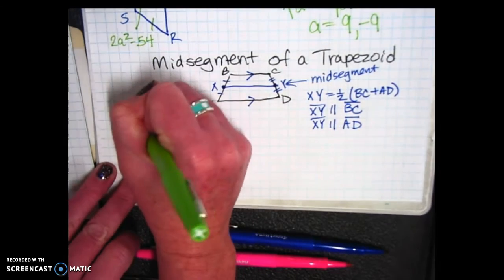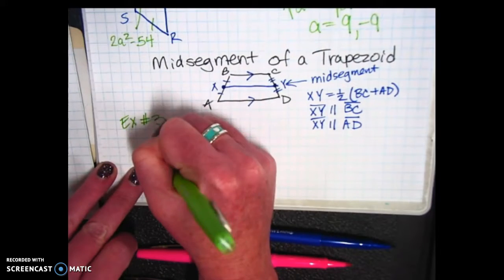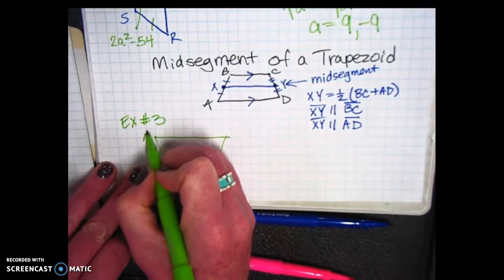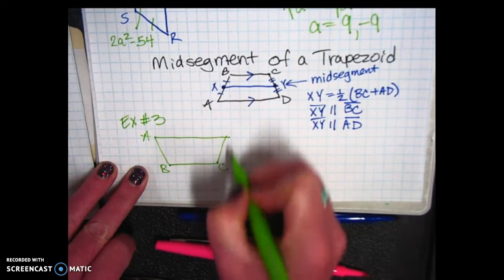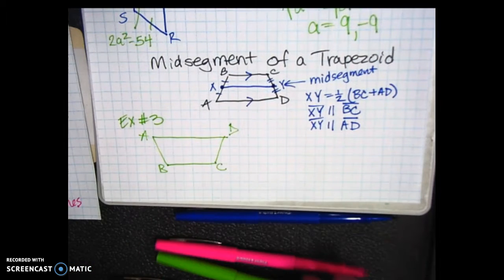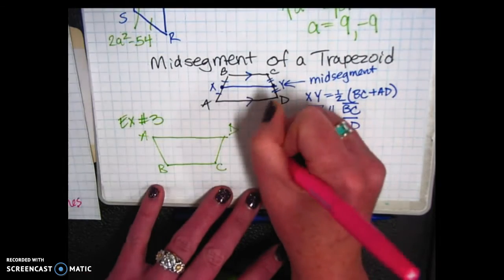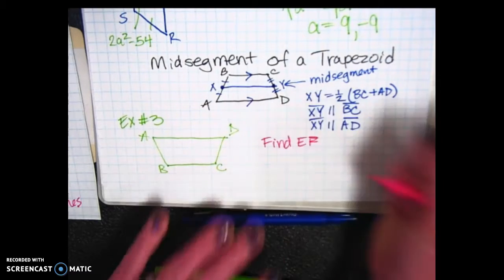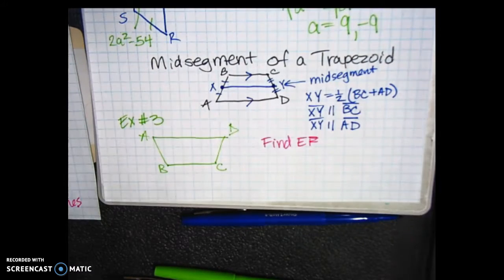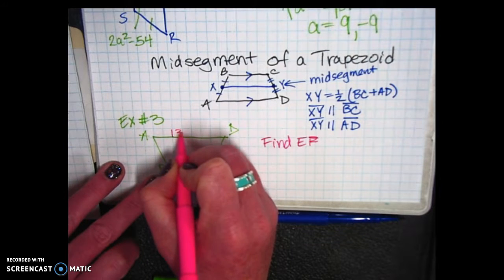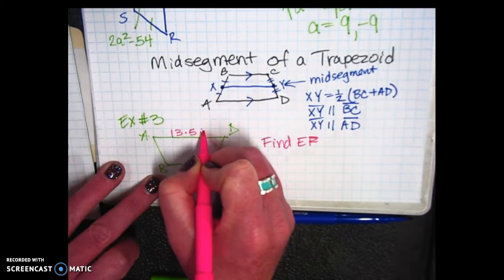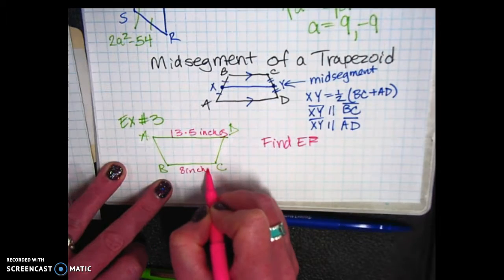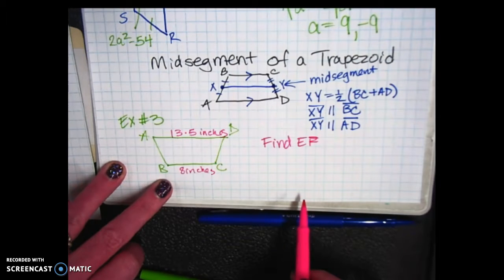So example number 3, we're going to draw a trapezoid, give its vertices some points. And then we're going to be asked to find the length of EF. So far we don't even have an EF drawn on there, but let me tell you that AD is 13.5 inches and BC is 8 inches. And so EF we're going to have to draw in.